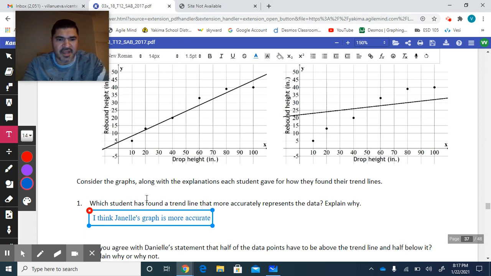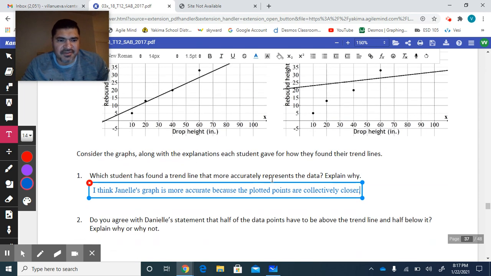I think it's more accurate because the plotted points are collectively closer.